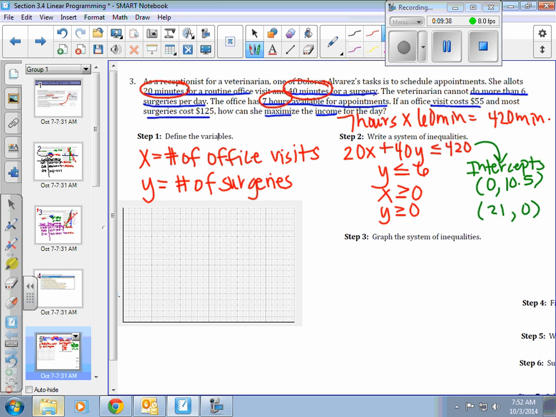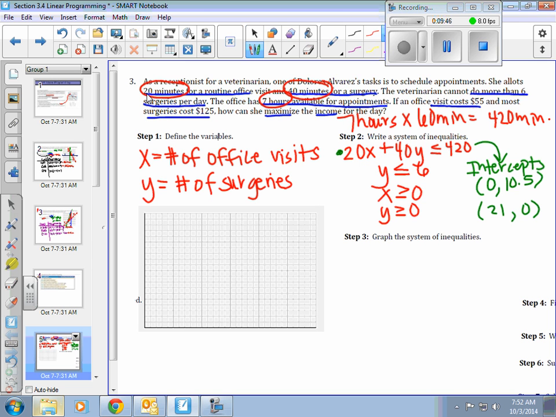So I'm going to use those 2 numbers to graph this top equation here, and I'm going to do it in green. I guess before I do that, I need to go ahead and put a scale on here. So these are by 5. So 5, 10. Same thing on the horizontal. All right, now I'm going to go ahead and graph that top equation. So I have the intercept 0, 10.5, and I have the point 21, 0. I would highly recommend using a ruler for something like this.